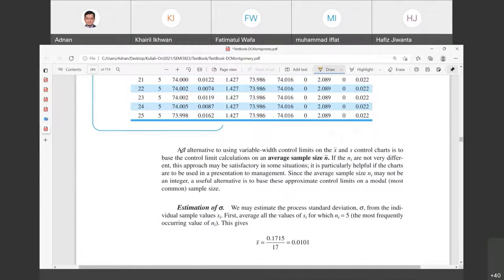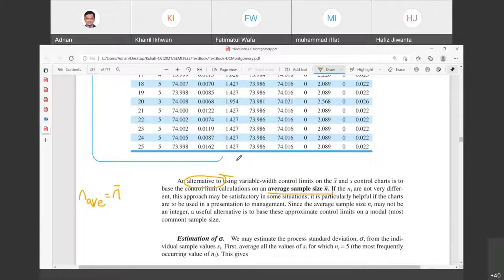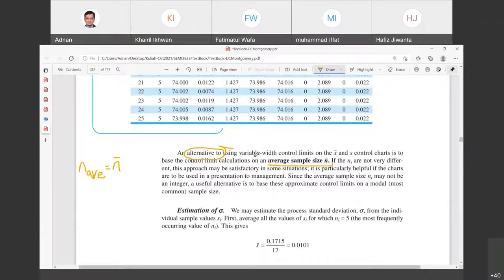Variable sample size. An alternative method that I mentioned just now is using the average sample size, which is N bar, N average. So instead of calculating individually, where every sample has its own control limit, you take the N average and use that N average in the calculation of control limits. Using variable width of control limit in the Xbar and S control chart is to base the control limit calculation on the average sample size N.